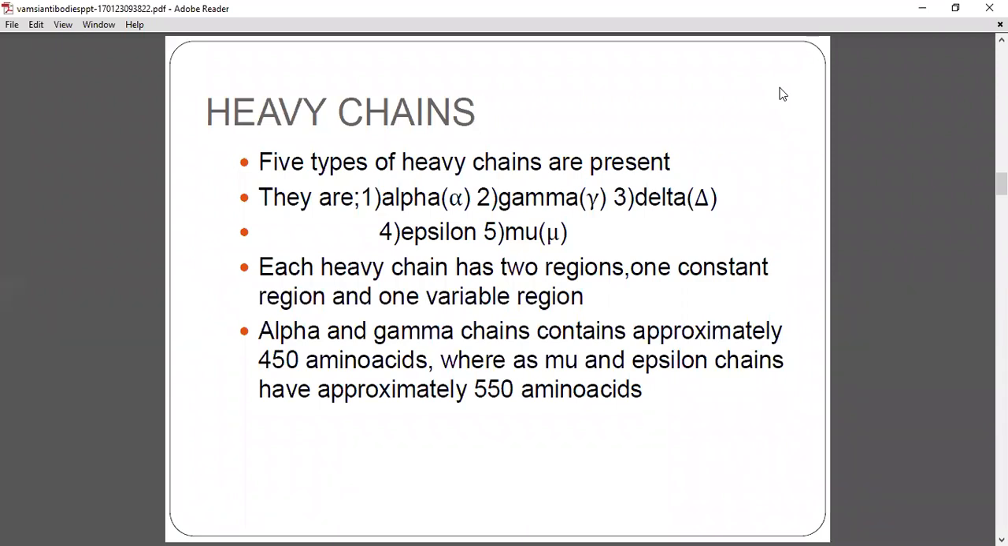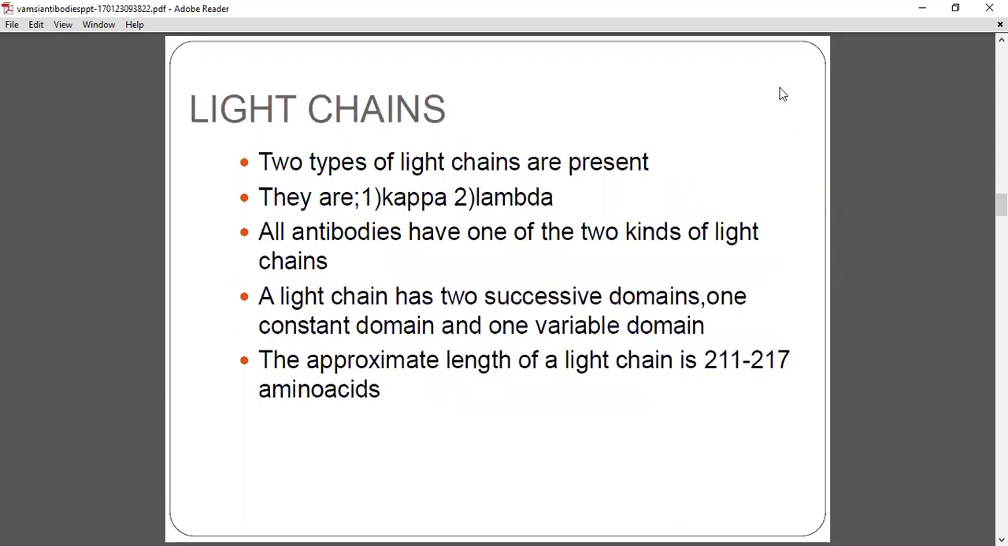So each heavy chain has two regions, and we mentioned that, one constant and one variable region. Alpha and gamma chains contain approximately 450 amino acids. That's not important. But just remember, each heavy chain has two regions, one constant and one variable. Next.